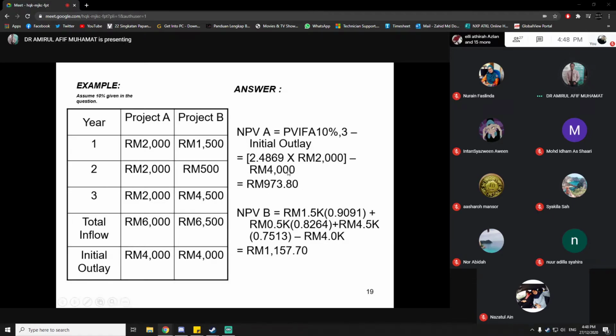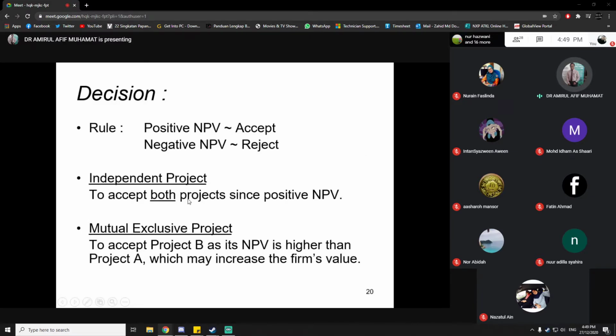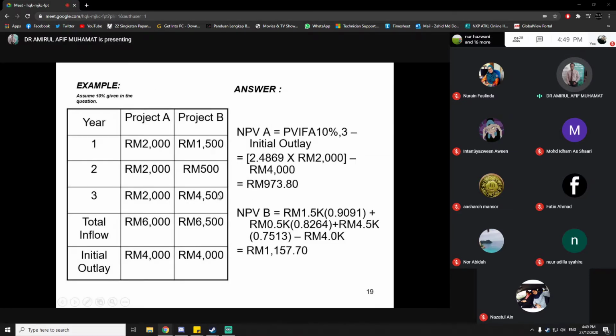973.80 ringgit. For project B, this is present value, but it's not annuity. Annuity is only for project A, because every year the amount is similar: 2,000, 2,000, 2,000. For project B, every year the amount is different, uneven. So for present value of project B, it is the same but slightly different.